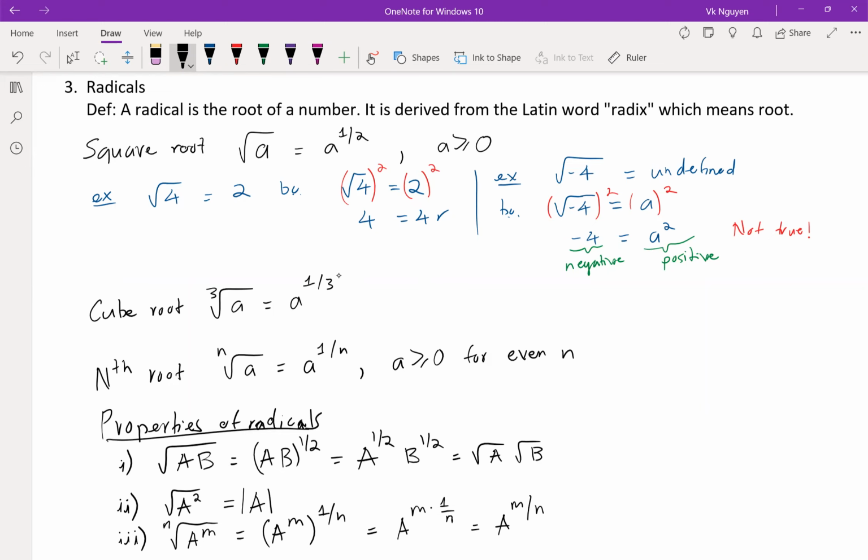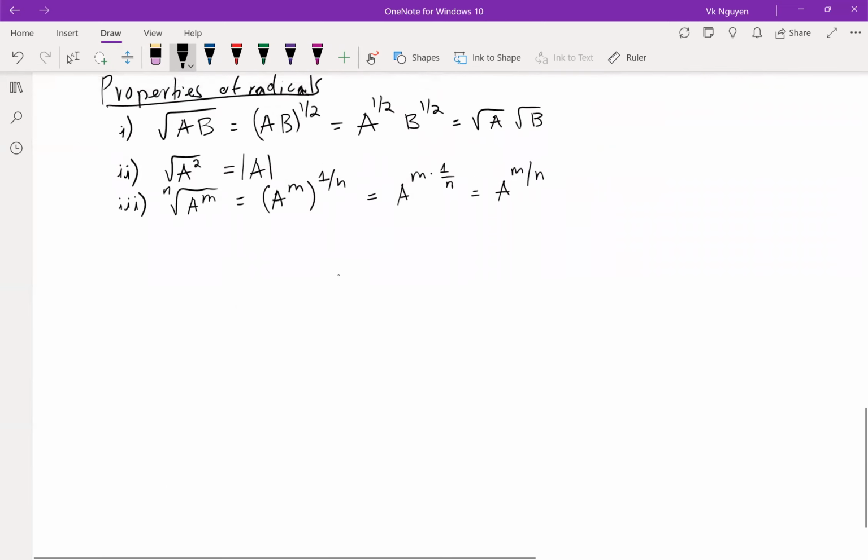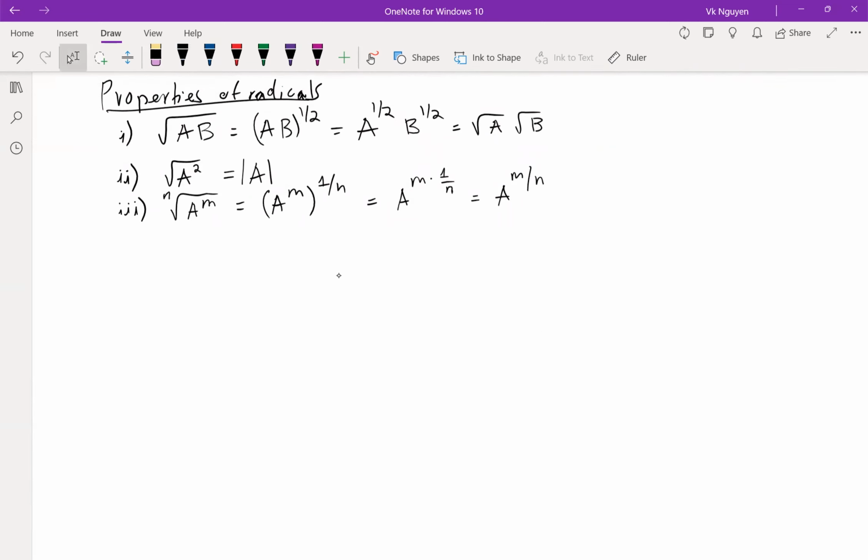You guys ready? Let's do some examples. Example. Simplify. A, root of 18. Root 18 is root of 9 times 2, which is root 9, root 2. Root 9 is 3, so 3 root 2.